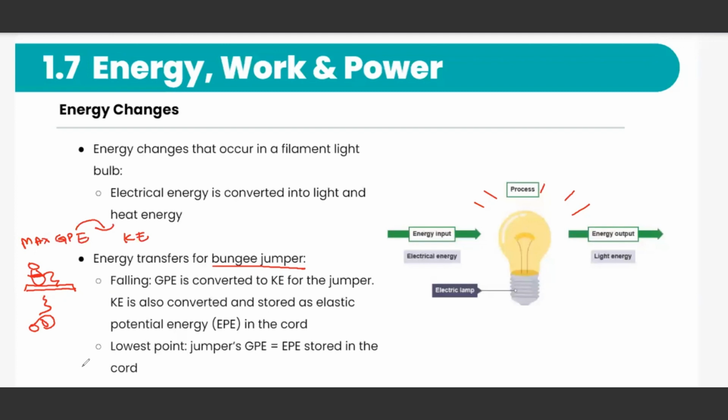And at the bottommost position, the elastic that is bound will be completely tight. So that means the kinetic energy is converted into elastic potential energy. So at this lowest point, the jumper's gravitational potential energy will completely be converted into the elastic potential energy of the cord.